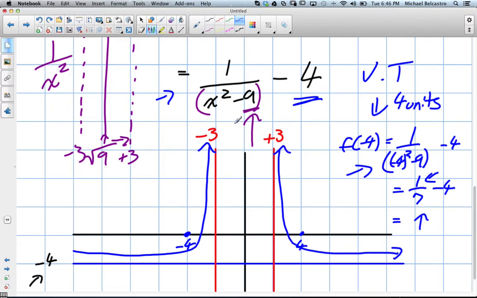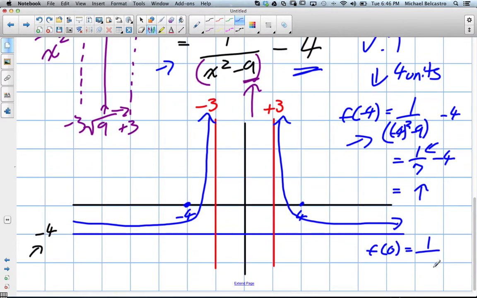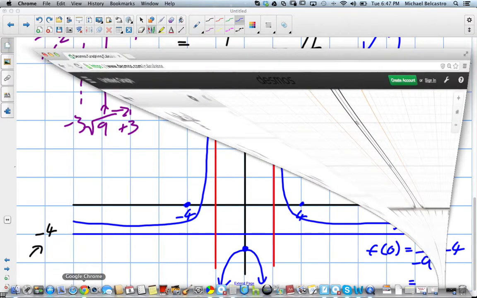Now we want to check in between, and a simple number to check is 0. So let's plug in f at 0. That gives us 1 over negative 9, minus 4. So that's a value that will be less than negative 4. So we're going to be down here, which is going to have not a quadratic, but something similar looking to a quadratic. So here's a rough sketch of what we're probably looking at, and we'll use our graphing calculator to actually graph it out.